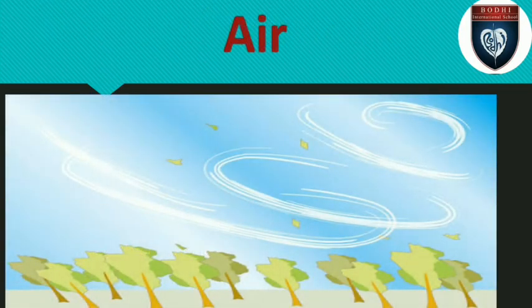Air. First of all, what is air? Air is present all around us. All living things need air to breathe. We breathe in the oxygen that is present in the air. The blanket of air that surrounds the planet Earth is called atmosphere. It extends to hundreds of kilometers above the Earth.